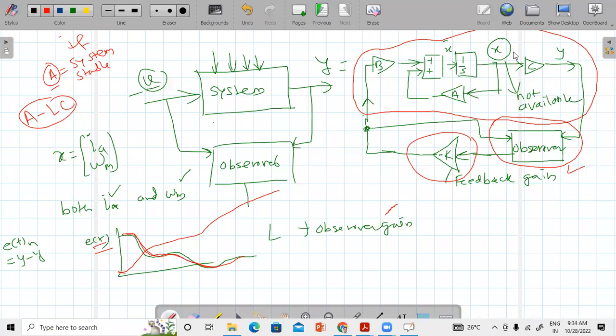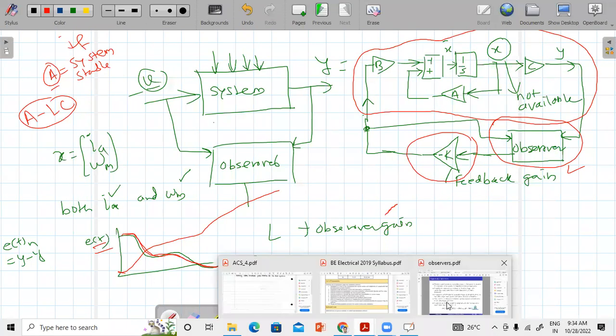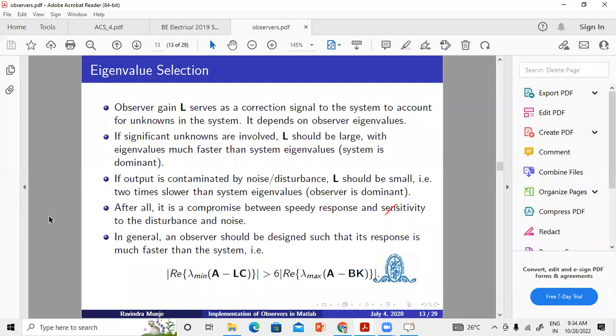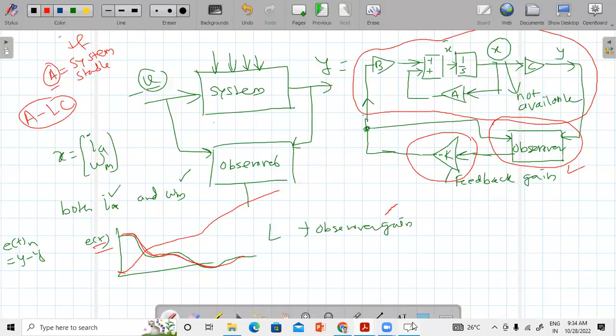So this is the concept of observer that I have explained to you. Now this L, which I have shown here, state feedback gain, observer gain matrix. Designing this L is nothing but the observer design. When I say observer design, I want to design observer for the system. So in that case, observer design is nothing but the design of the observer gain.